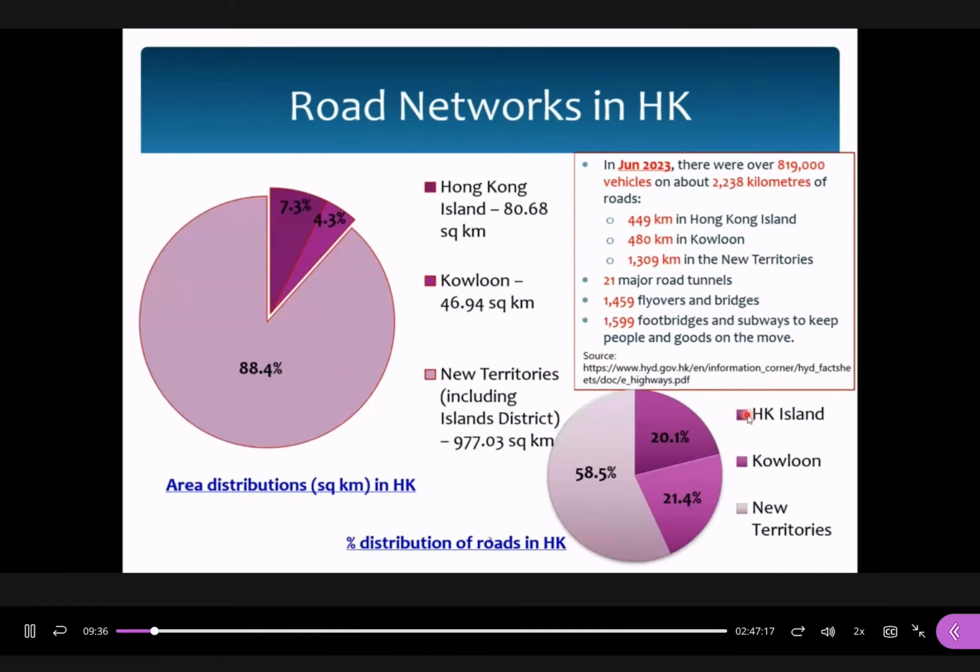This is the data I extracted from the Highways Department. You can find the information on this website. In Hong Kong, the total road length is about 2,000 kilometers, compared with the railway length, which is about 200 kilometers. So when you compare the road traffic and the railway, it is about 10 to 1.